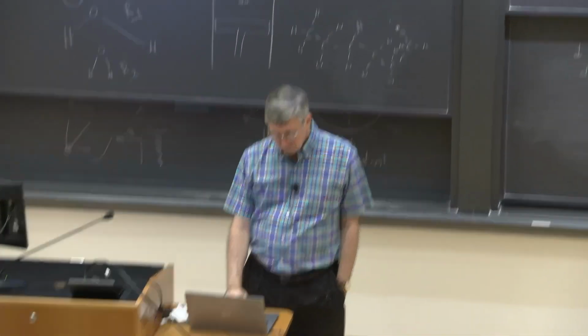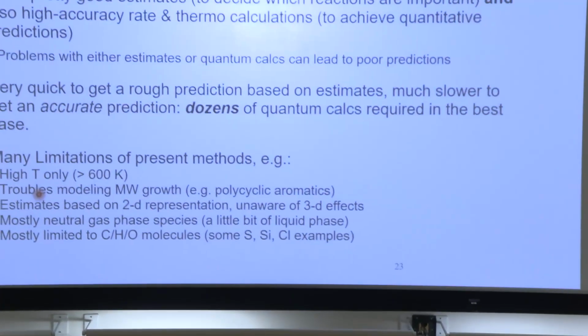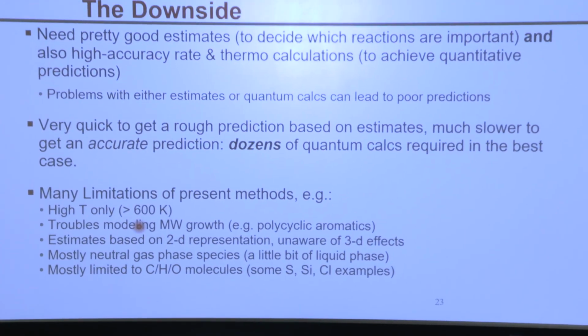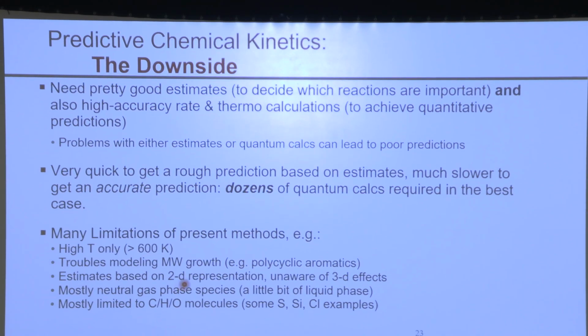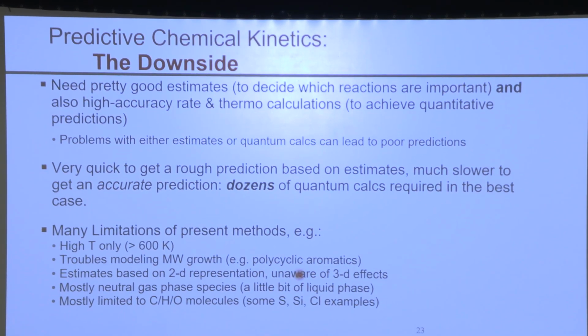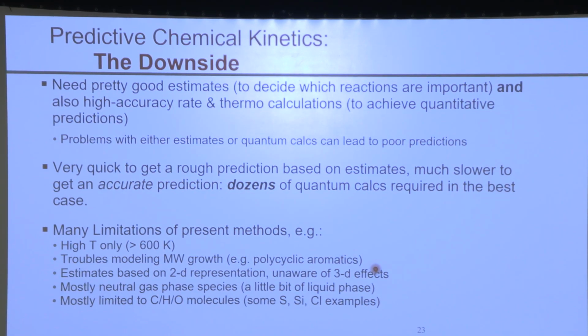And then I would say currently we have a lot of problems. So if you go to low temperature, the accuracy is not nearly as good because we don't get the energies accurate enough. When you have molecular weight growth, like making polycyclic aromatics, you get more and more reactions that are possible and more species, and it kind of overwhelms the computer. Everything we did so far is based on two-dimensional representations, and so it doesn't know about chirality, for example. So there are some problems in what we're doing.